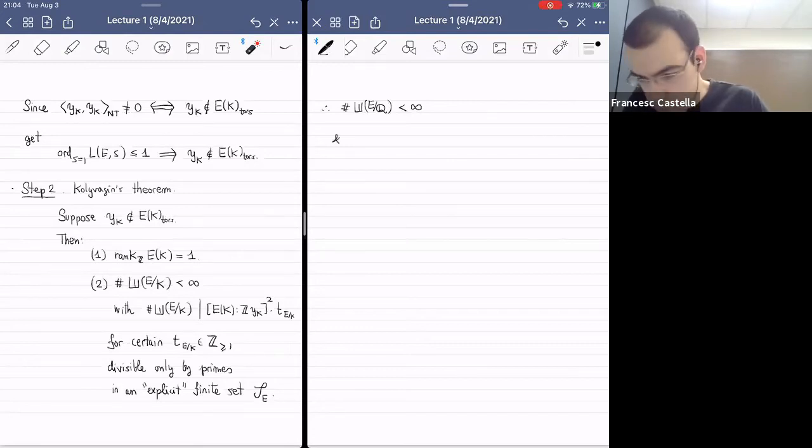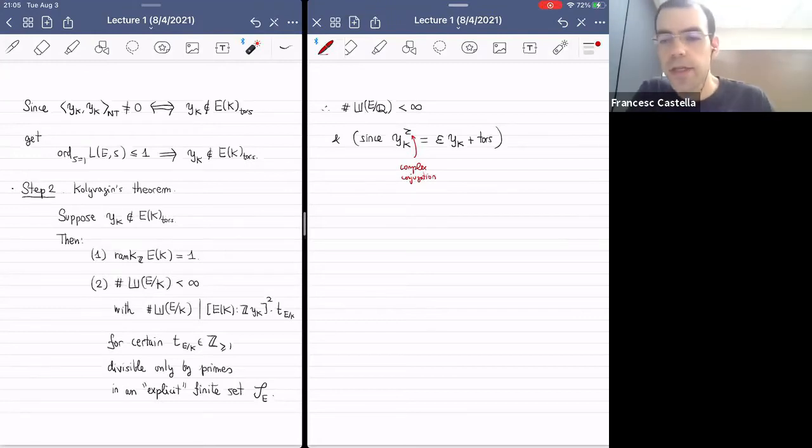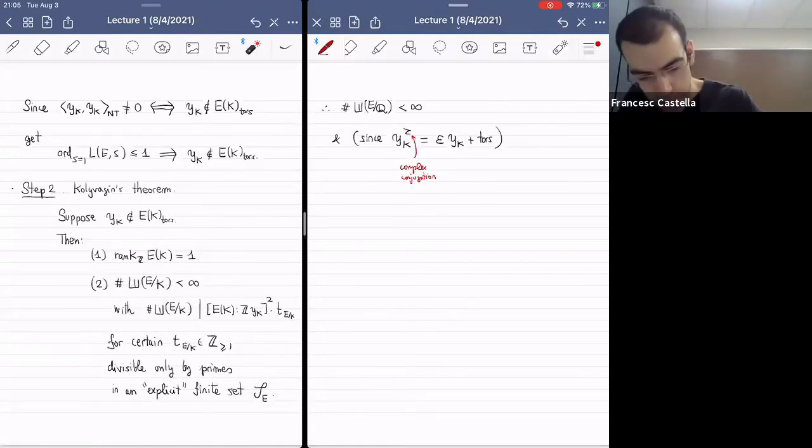And since one knows how complex conjugation acts on this y_K, one finds that this is epsilon y_K plus a torsion point. So this y_K will again appear multiple times later. This is complex conjugation. So one finds that this point y_K belongs to E(Q) precisely when it should. So one finds the rank over Q is exactly r.